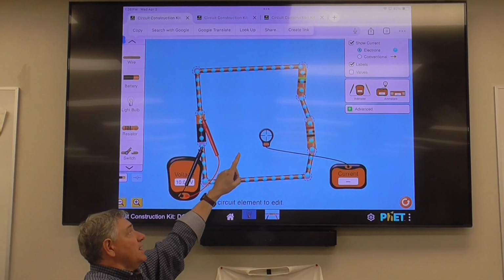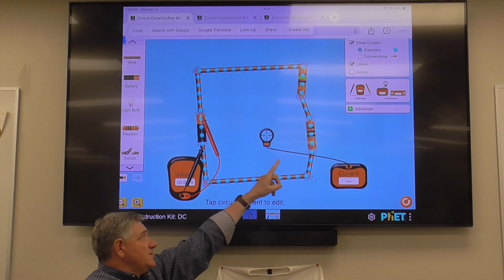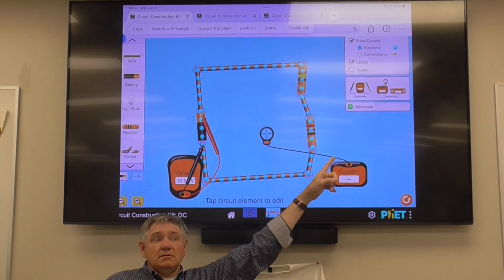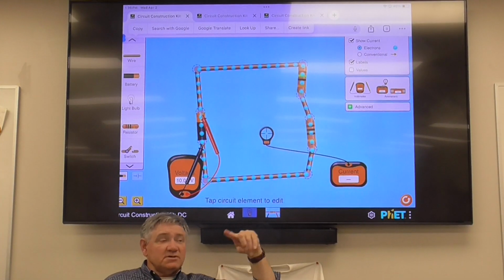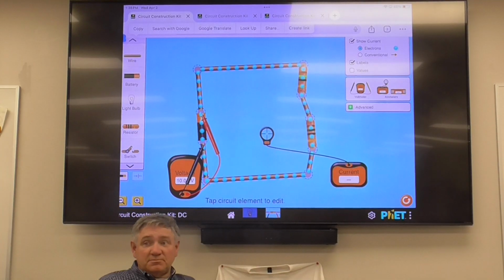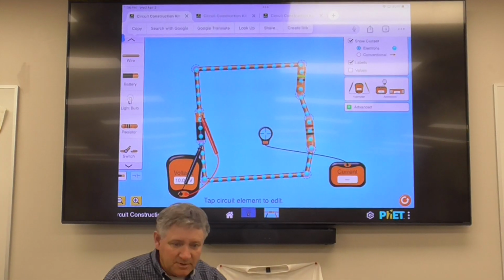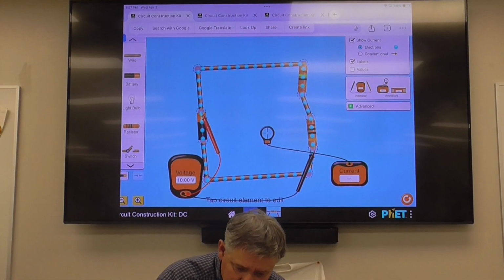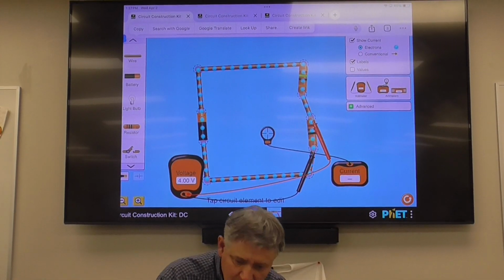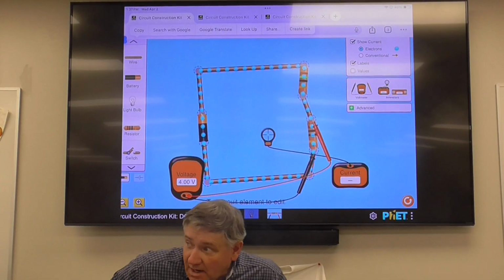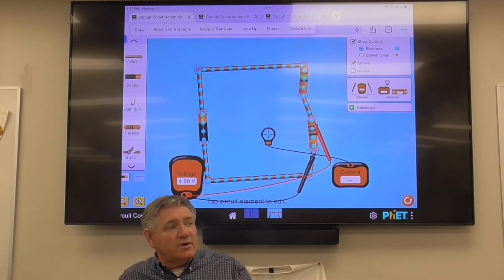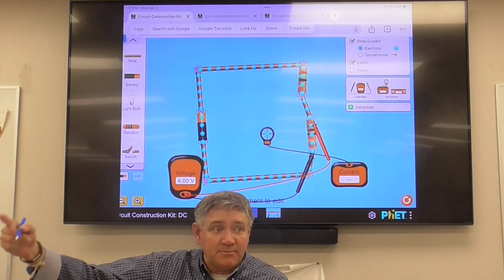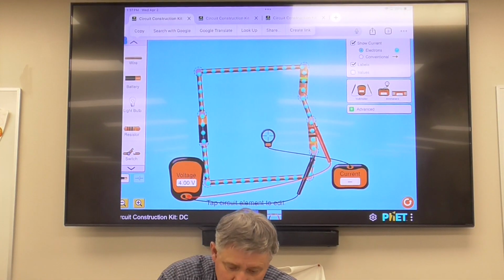So if I have this one as a 10 ohm resistor, and the current is 0.4, what should be the voltage drop across the bottom one? Should be 4 volts, okay? So that means the top one should have a voltage drop of what? 6.